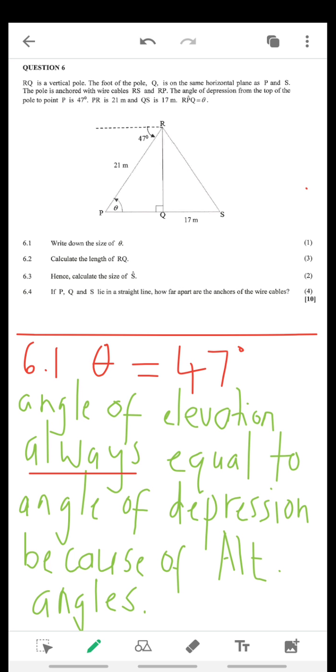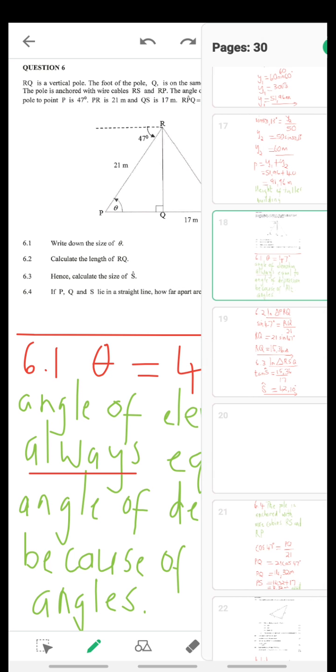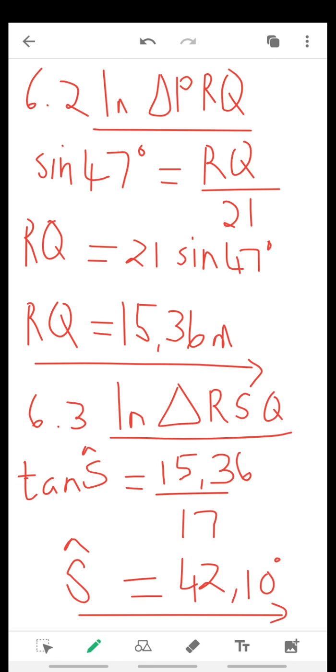Okay, now let's go to 6.2. Calculate the length of RQ. Where is RQ? There is RQ. They are looking for RQ. Now, since we know that here we have 47 degrees, how does 47 degrees relate to RQ and the given length, 21 meters? It is opposite over hypotenuse, which is the sine trig ratio. Now, that is on the next slide.